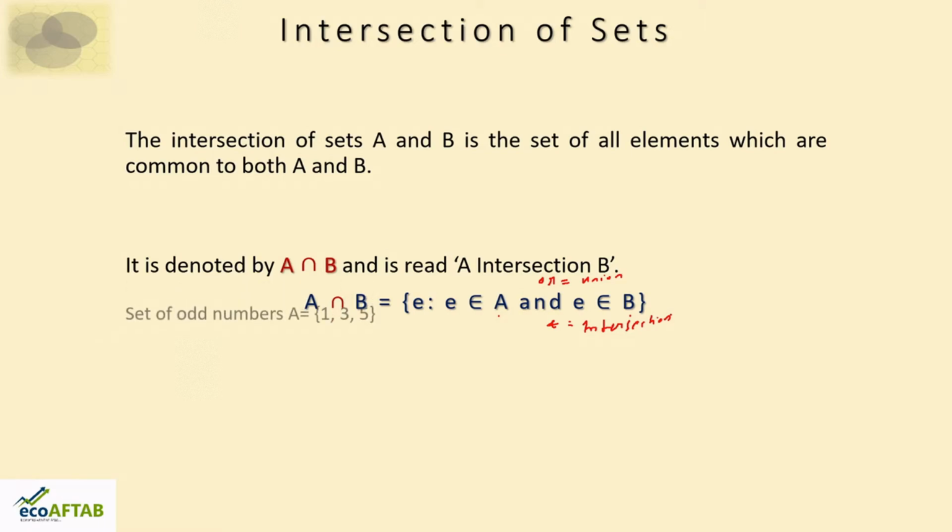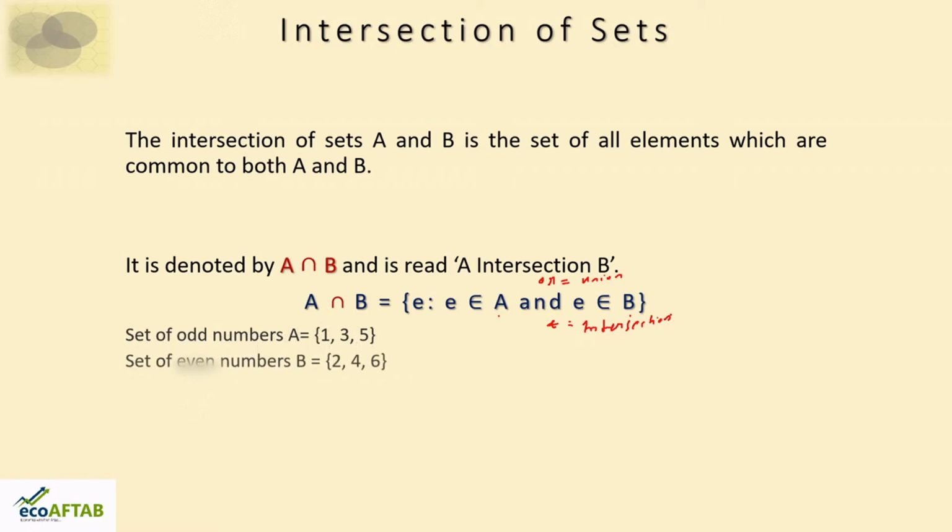Let us see an example. I have written set of odd numbers A as 1, 3, 5 and I have written set of even numbers B as 2, 4, 6. Now tell me the elements which are common in both. Do you find any element which is common in both?